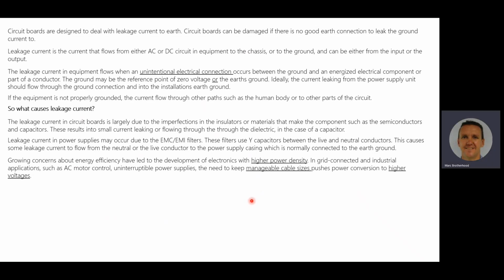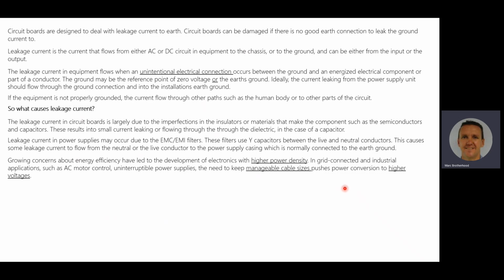Growing concerns about energy efficiency have led to the development of electronics with higher power densities. Here we're primarily talking about IGBT modules, inverter modules. You're trying to miniaturize the system. You want it to work as efficiently as possible. So hence you're packing a lot more power. Your power density contained in a small area of components becomes much higher.